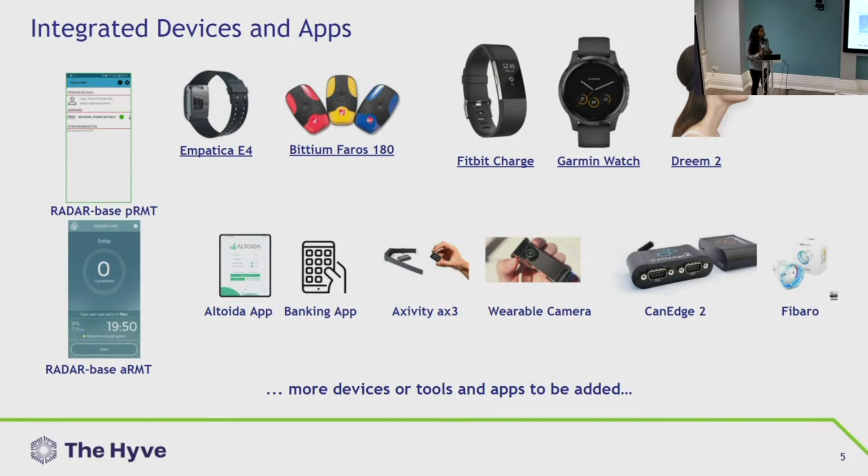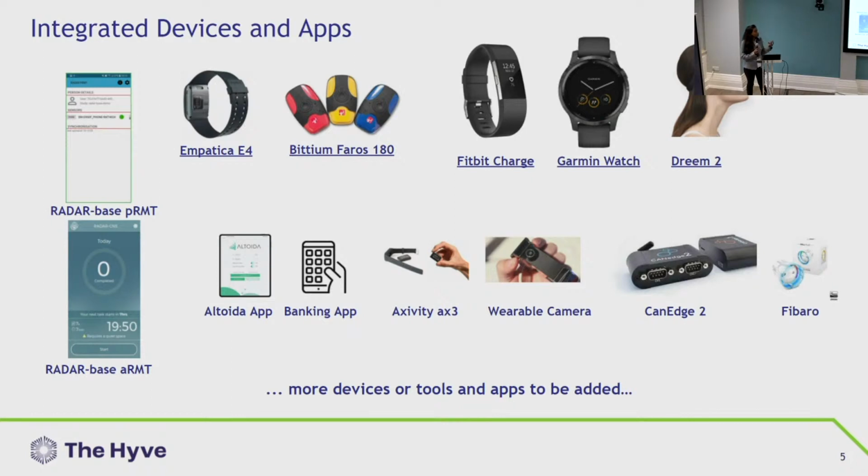So the Altoida app itself can give you some active tasks, and based on that, it can assess your cognitive level, and it can give you an indicator about your risk for early Alzheimer's. And the banking app is a simple banking app, and based on that, you can also assess your cognitive level. Activities is a simple accelerometer logger, and CanEdge is a device that can give you indications about how you're driving. Fibaro is also a smart home device that could give you an indication about how well you're moving, how controlled you are in a space.